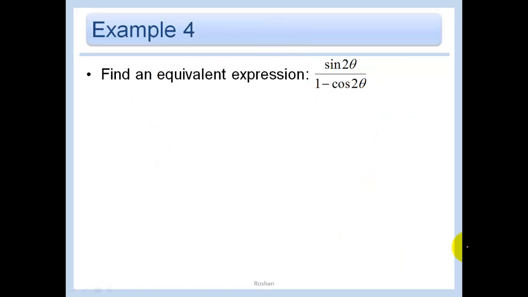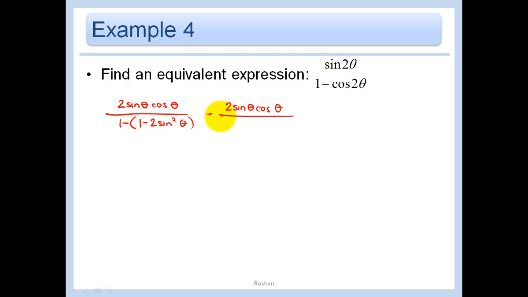Let's go ahead and try and find an equivalent expression. So let's break this apart. Sine of 2 theta we could rewrite as 2 sine cosine over, let's see, 1 minus cosine 2 theta. 1 minus, I'm going to choose to use that 1 minus 2 sine squared. Okay, so let's see what we can do with this. Let's leave the top for a moment.